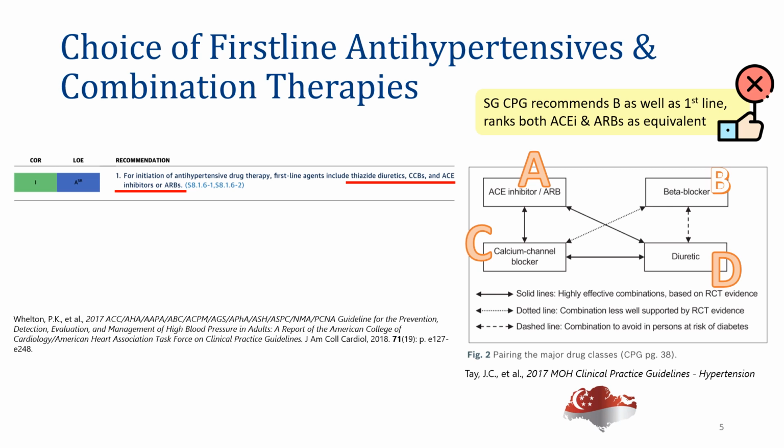So I had intentionally put B in white and not so big in fonts, just to highlight to you that the first line agents that's used for hypertension should be A, C, and D.